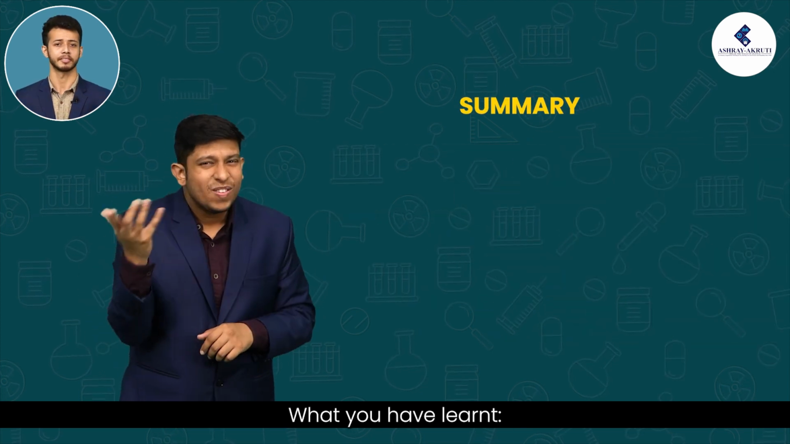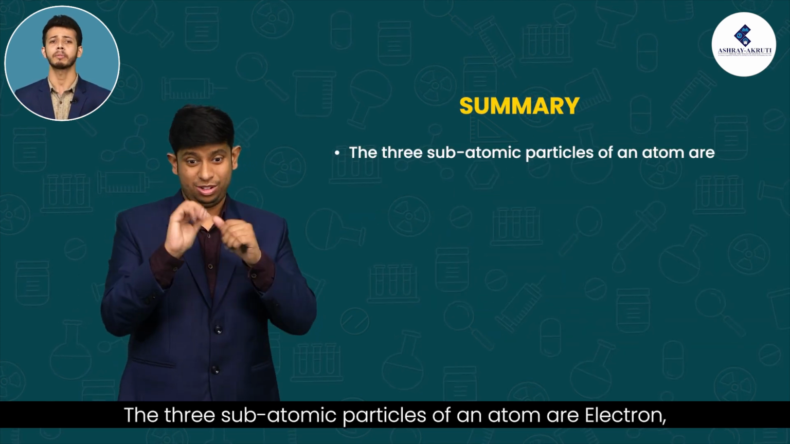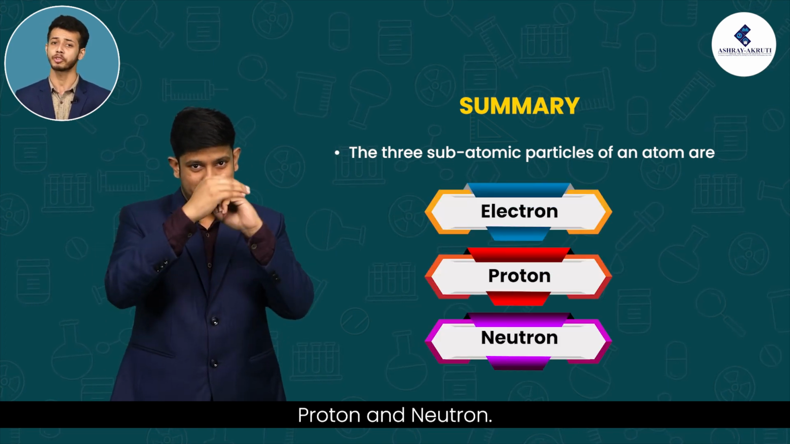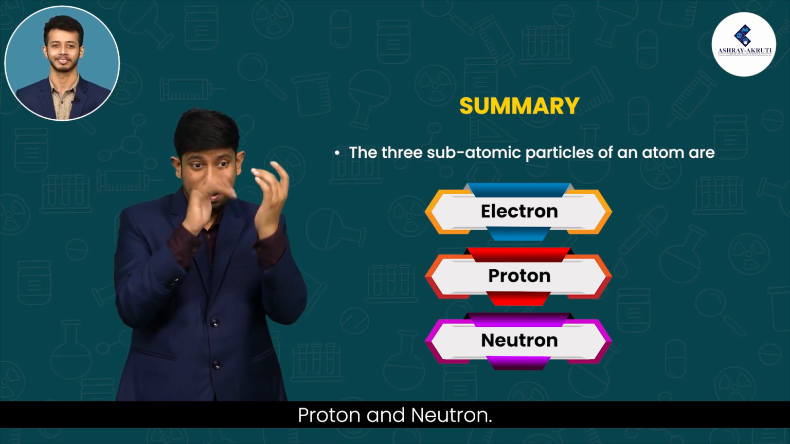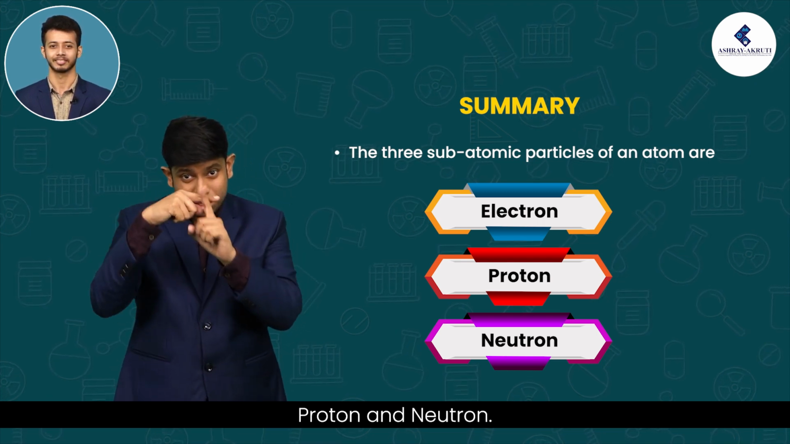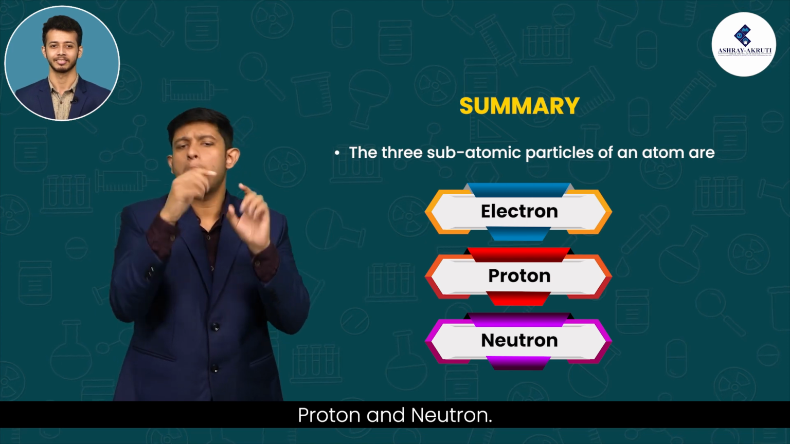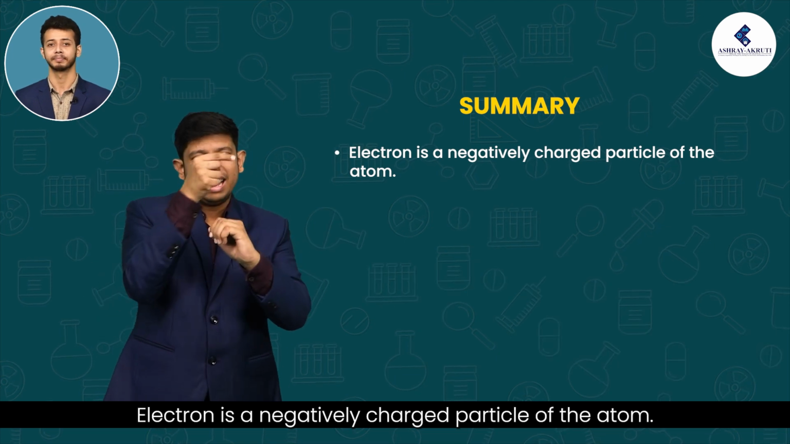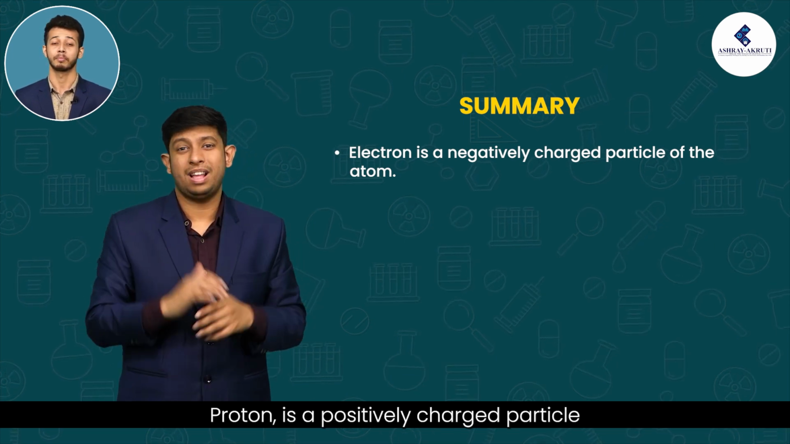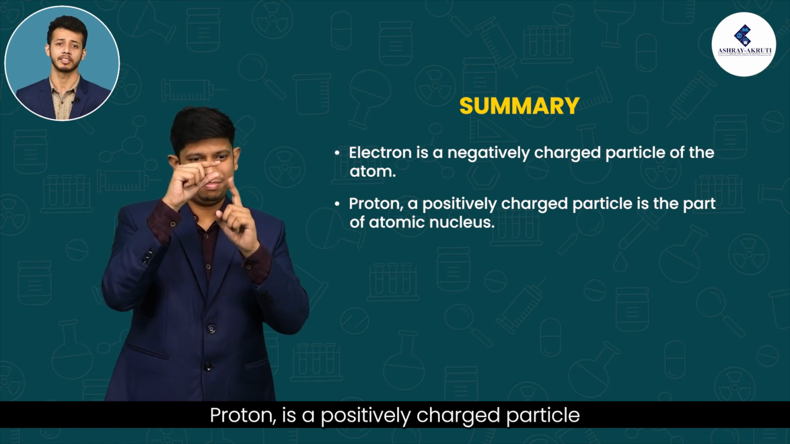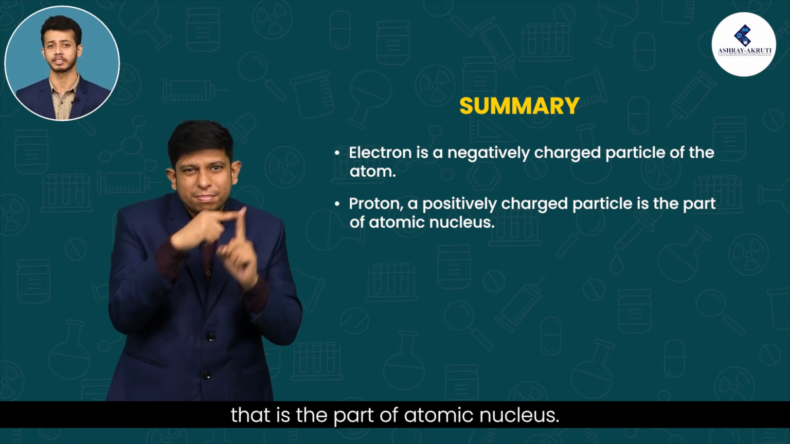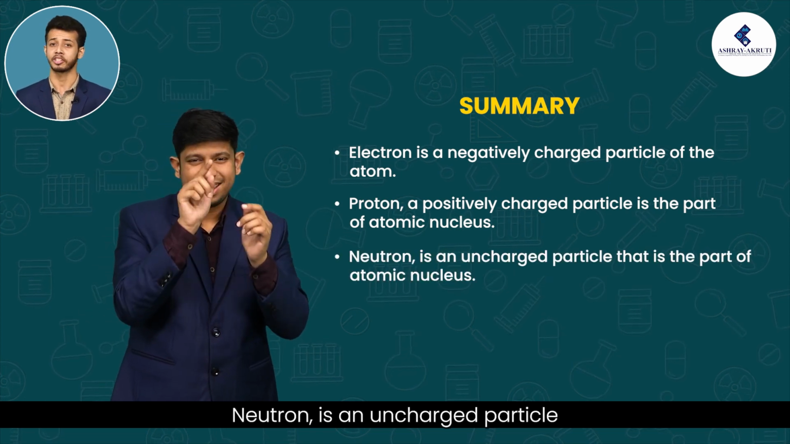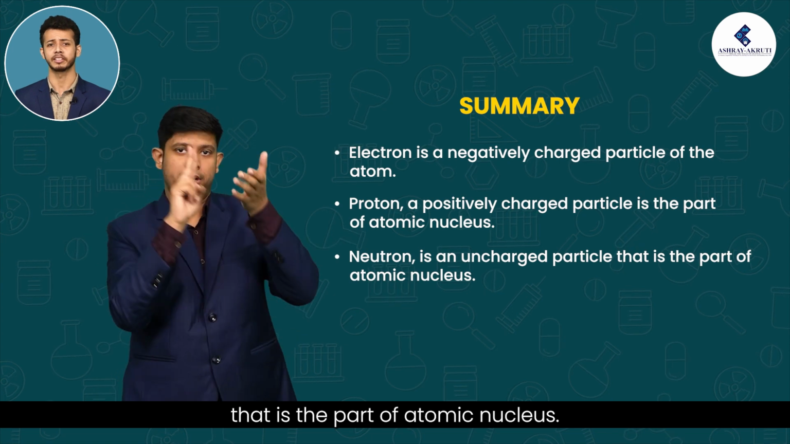What have you learned? The three subatomic particles of an atom are electron, proton, and neutron. Electron is a negatively charged particle of the atom. Proton is a positively charged particle that is a part of the atomic nucleus. Neutron is an uncharged particle that is a part of the atomic nucleus.